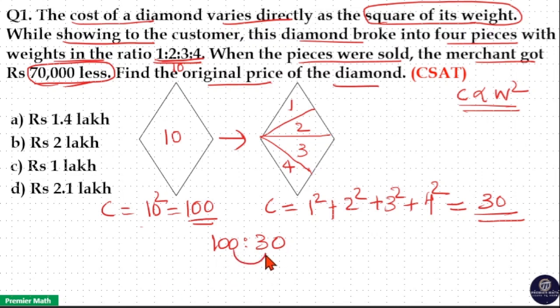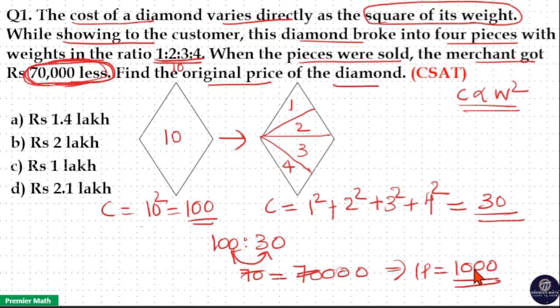Now the difference between these two is equal to 70 units. But the question says there is a 70,000 rupees loss, which means this 70 units is equal to 70,000. Because in the ratio the original cost is 100 units, but finally when it is broken into 4 pieces together they cost 30 units. Now the difference is equal to 70 units. In ratio the difference is 70 units, so in the question 70 units is equal to 70,000 rupees because there is a 70,000 rupees loss. Now 70 goes one time in 70. Now one part is equal to 1000 units.